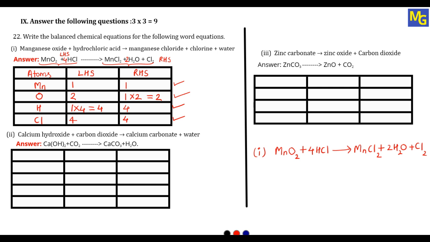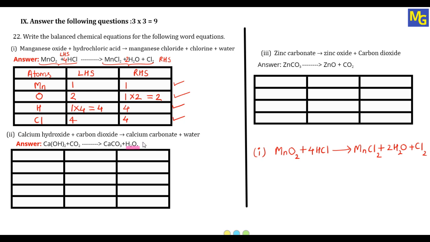We'll move with the second reaction. So see the second reaction. Calcium hydroxide plus carbon dioxide gives calcium carbonate and water. So first convert this word equation into its symbols. Calcium hydroxide is Ca(OH)2. Carbon dioxide is CO2. It gives calcium carbonate, that is CaCO3, and water, it is H2O.